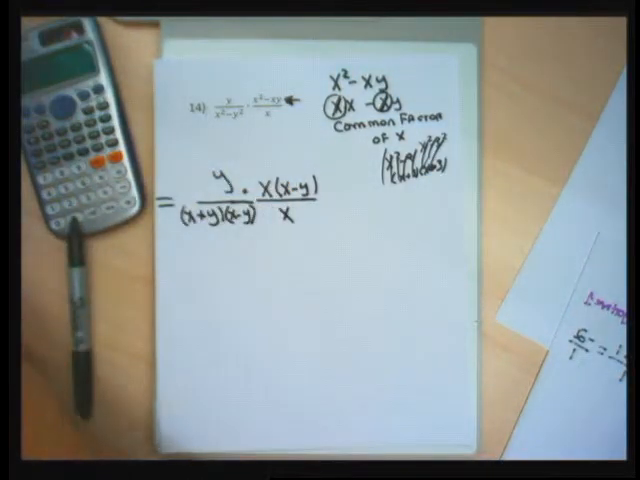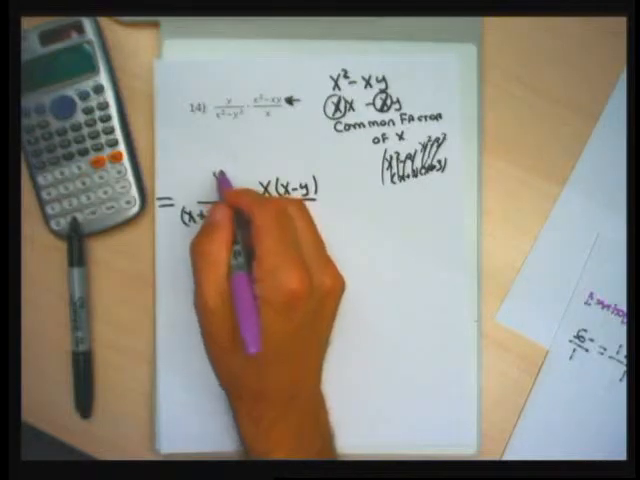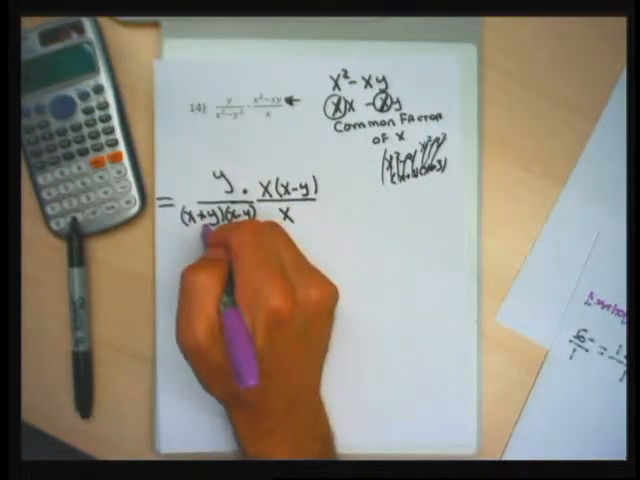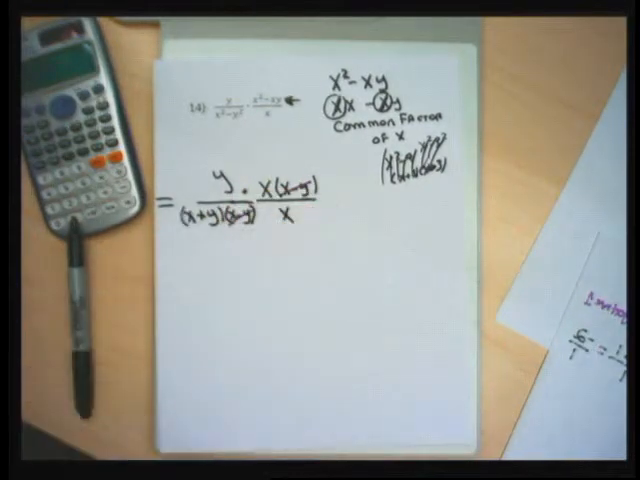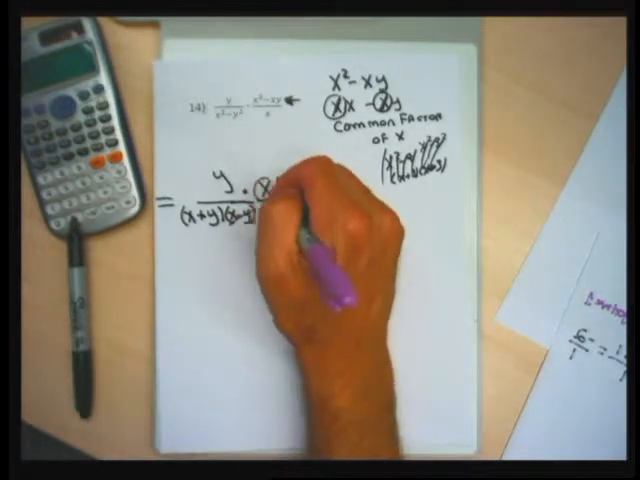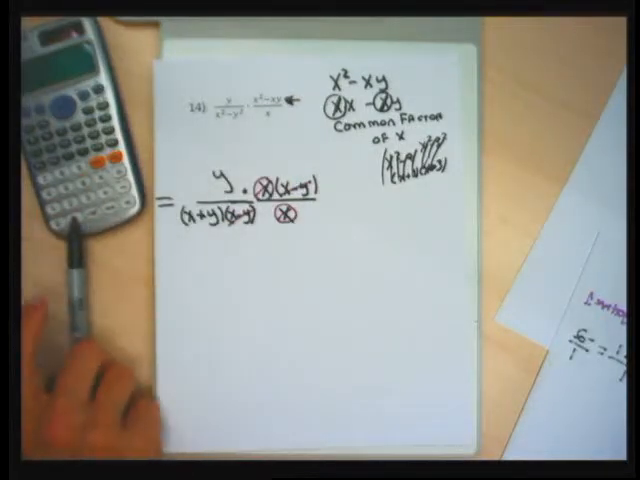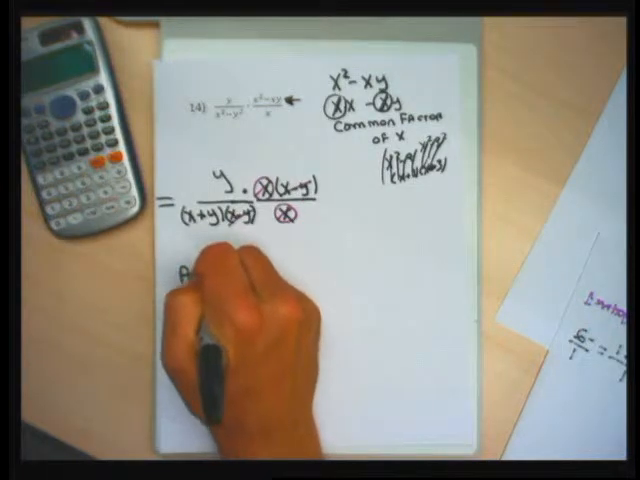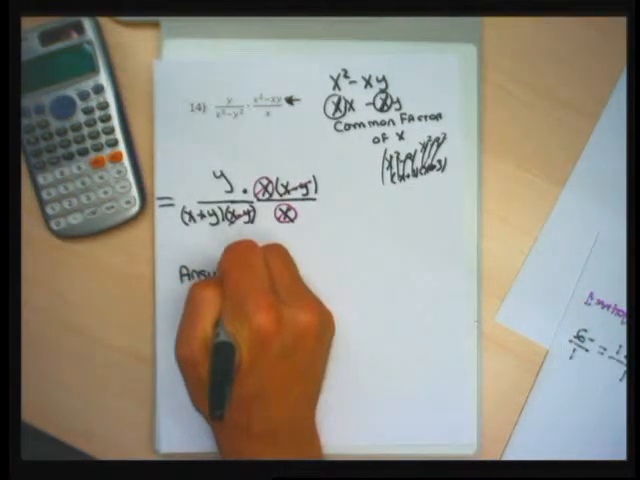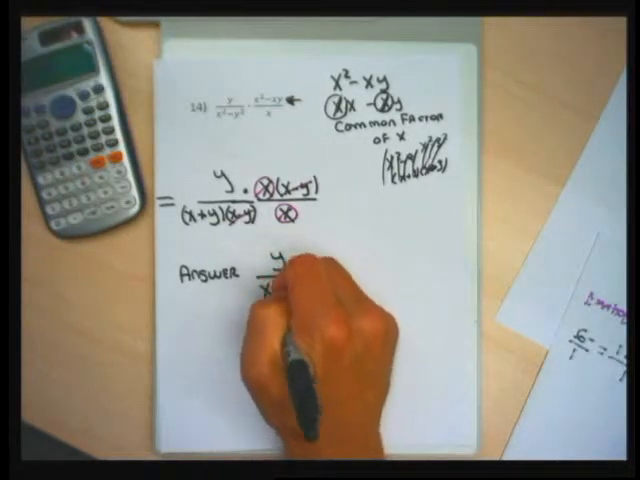So now I'm ready to cancel. X plus y can only cancel with another x plus y, and x plus y can't cancel with a single y. This x plus y has nothing to cancel with, but this x minus y's will cancel. And also, single x outside of parentheses will cancel with a single x, and those will cancel. If I look at what's left in the numerator, the only thing I haven't canceled is a y. The only thing I haven't canceled in the denominator is an x plus y.